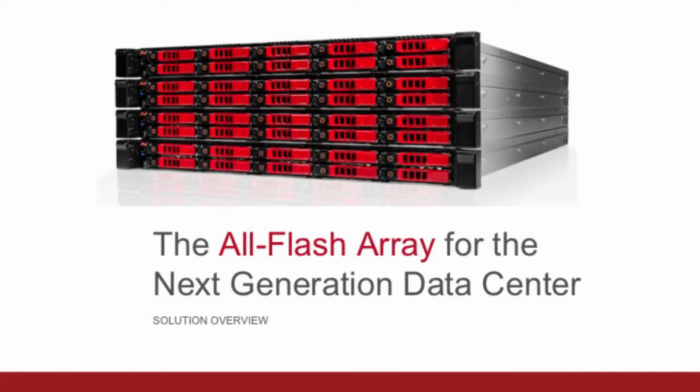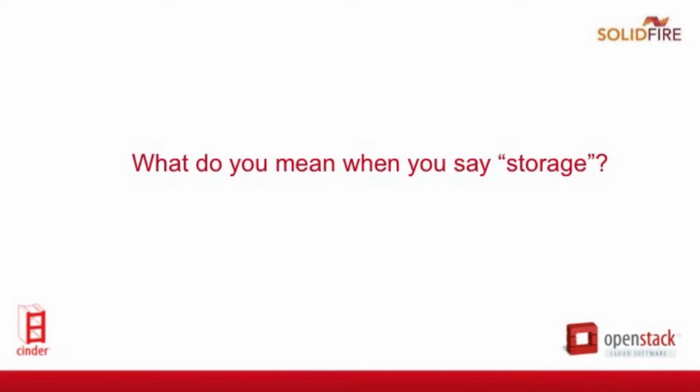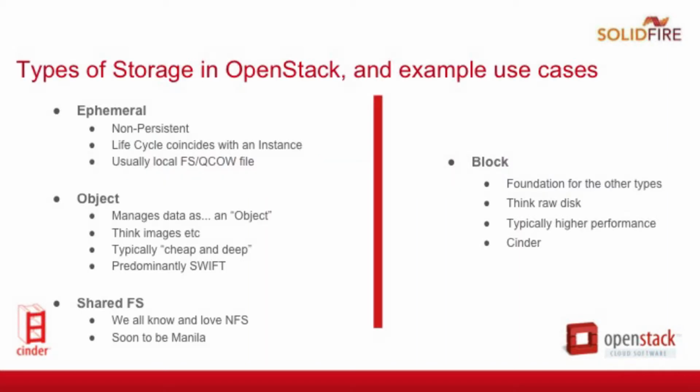So what we are is an all-flash array. We're designed for what we call the next generation data center, which is cloud. So when you say storage, especially in an OpenStack context, what exactly do you mean? There's a number of different types in OpenStack. You've got ephemeral, object, shared file systems, and block. And the way I like to try and break it down is look at it this way.